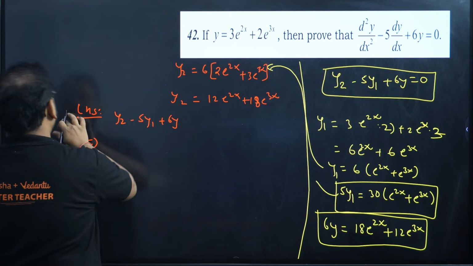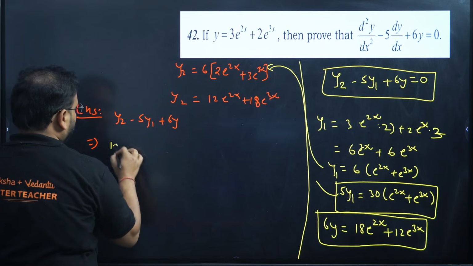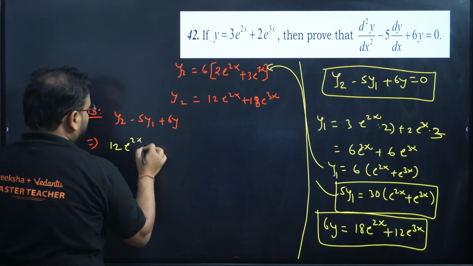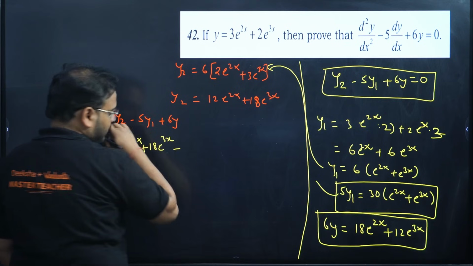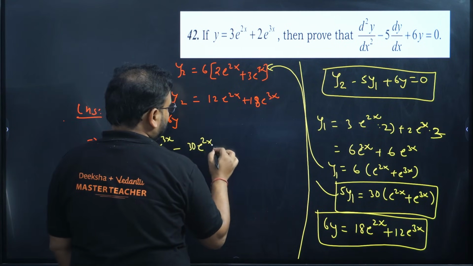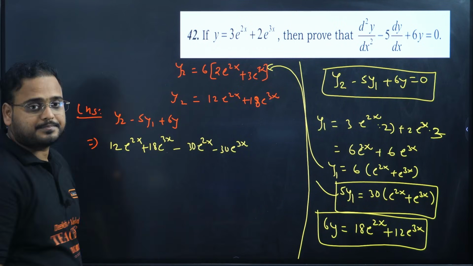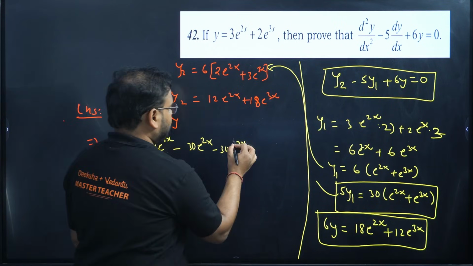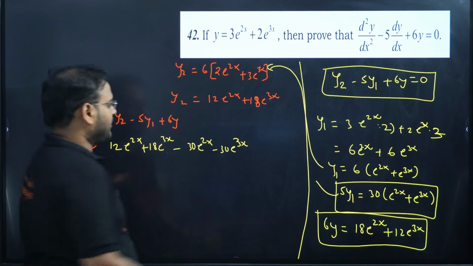Check please. What is y2? 12 e power 2x plus 18 e power 3x, minus 5y1. Check here, minus 30 e power 2x minus 30 e power 3x. Correct now? Right? This is y2. This is minus 5y1.